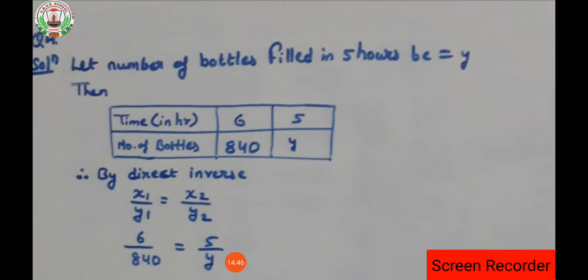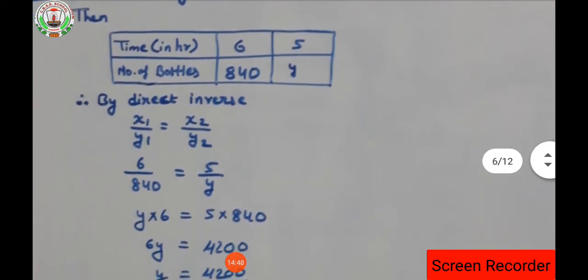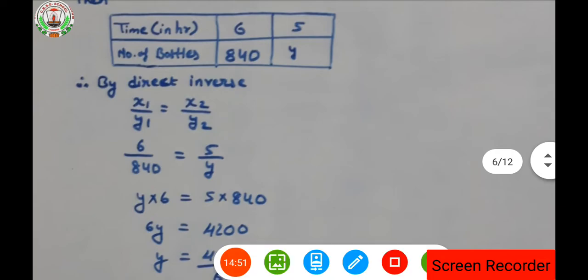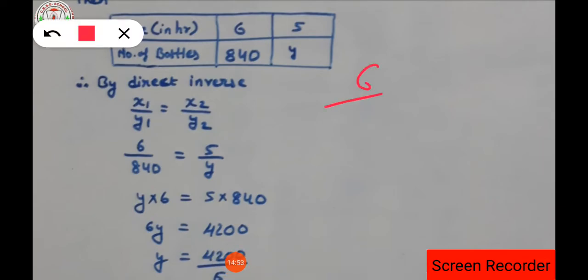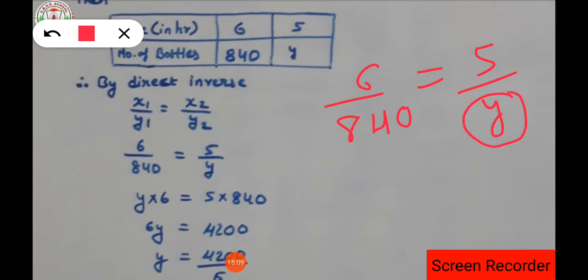Then if 6 bottles are filled in 840, what is said in the question? If 6 bottles are filled in 6 hours, if 840 bottles are to be filled, then in 5 hours how many bottles are to be filled? So let the bottles filled in 5 hours be y, we will consider. Students, here in place of proportion I had written inverse. By mistake I had written the word inverse over here, so please write there the word proportion. It will be direct proportion.